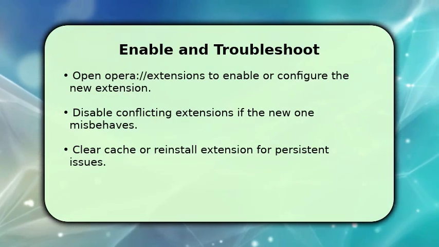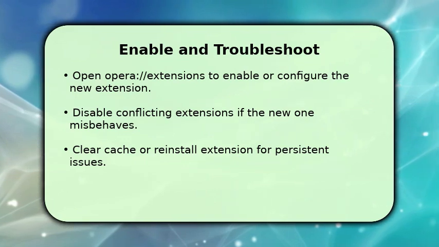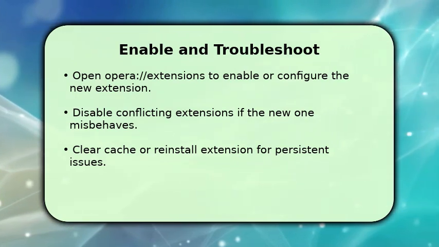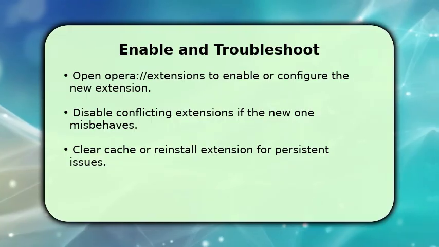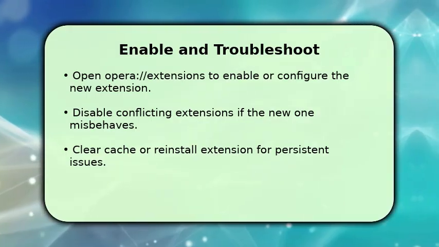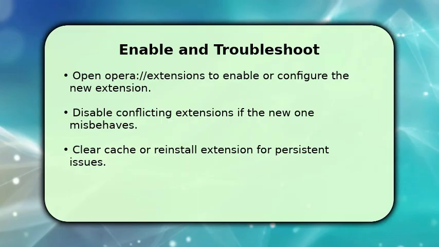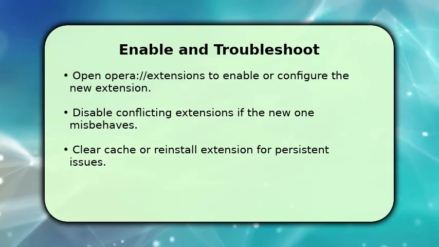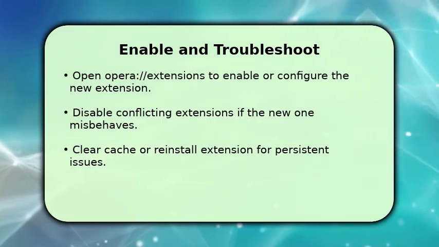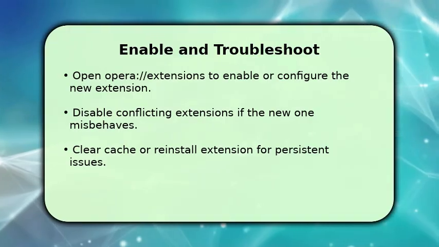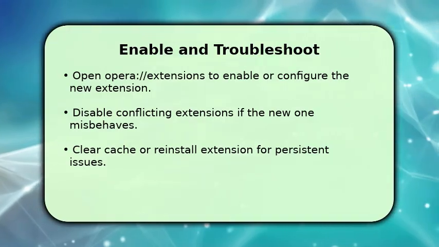Finish by opening Opera //extensions to enable the new extension and adjust options or site access. If it doesn't behave, disable other extensions that might conflict and test again. Conflicts often cause broken features. If problems persist, clear browser cache and reinstall the extension. That resets any corrupted data.